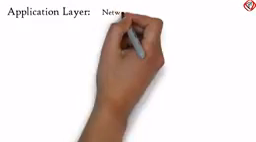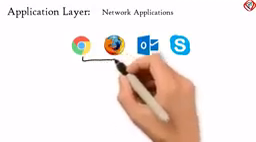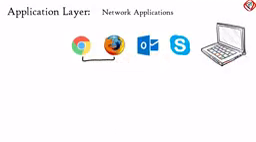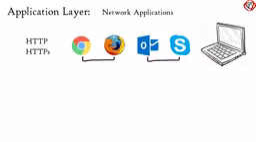Application layer is used by network applications. Network applications means computer applications that use the internet, like Google Chrome, Firefox, Outlook, Skype, etc. A web browser is a network application running in your PC. It does not reside in the application layer, but it uses application layer protocols HTTP or HTTPS to do web surfing. Not only web browsers, but all network applications, including Outlook, Skype, etc., are dependent on application layer protocols to function.